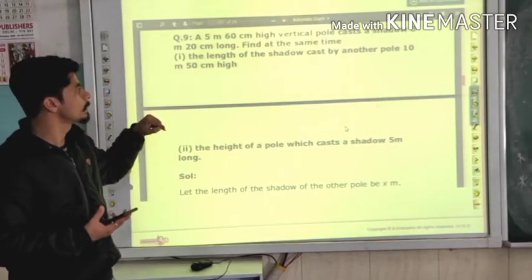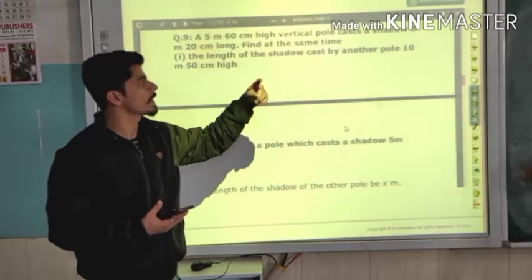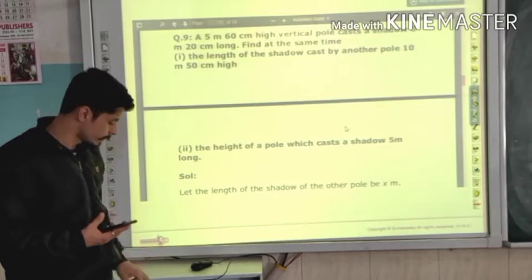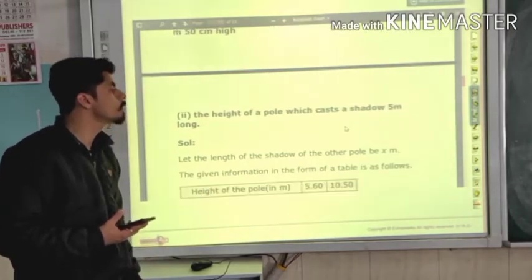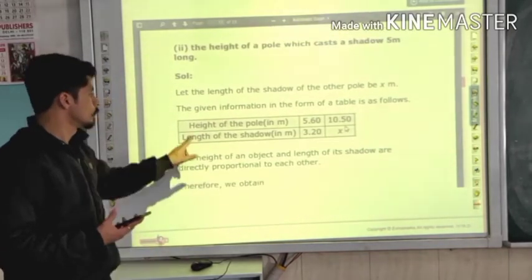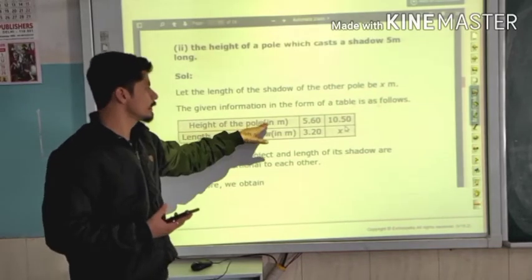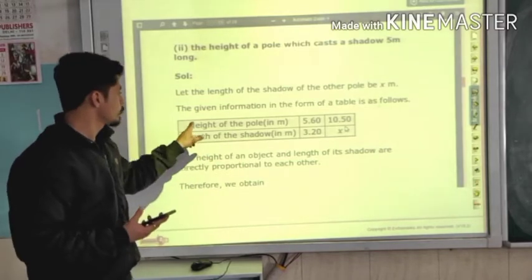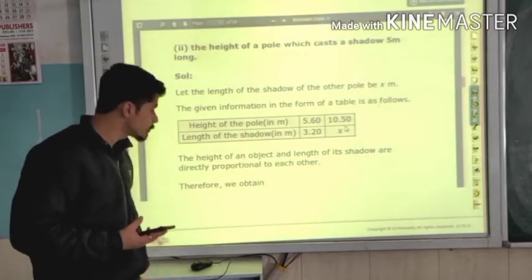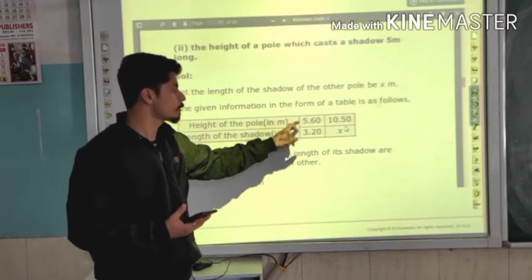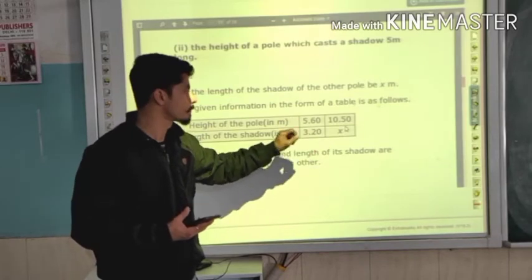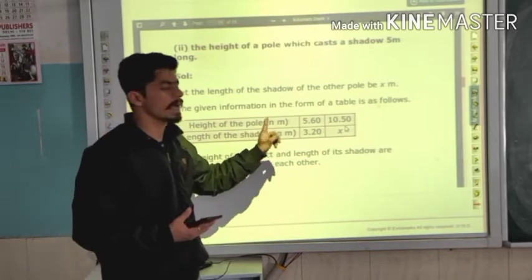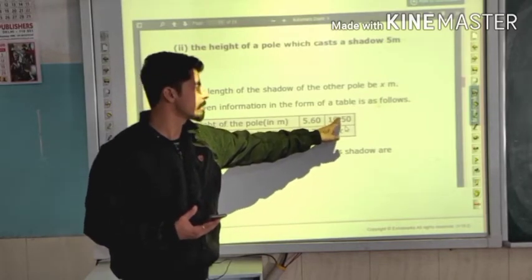So we have to find the length of the shadow of the another pole which has a height of 10 meter 50 centimeter. So as per the question we have to make the table. So this is the table. Height of the pole in meter is given and the length of the shadow in meter. So the height of the pole given in the question is 5.60 and the shadow of that pole is 3.20 meter. Now we have to find the length of the shadow of the another pole whose height is 10.50.